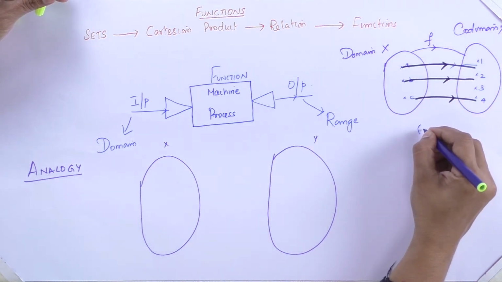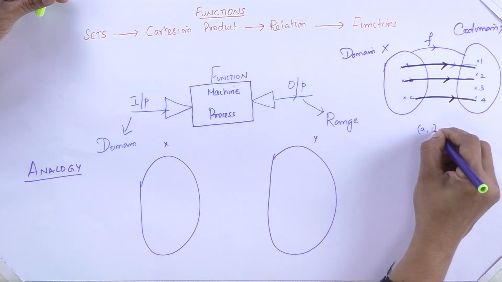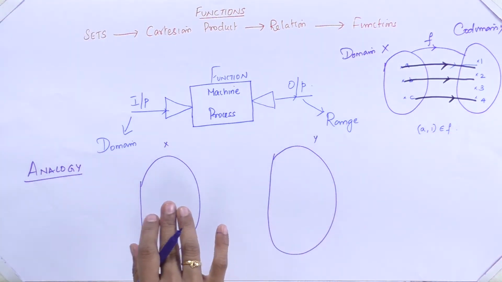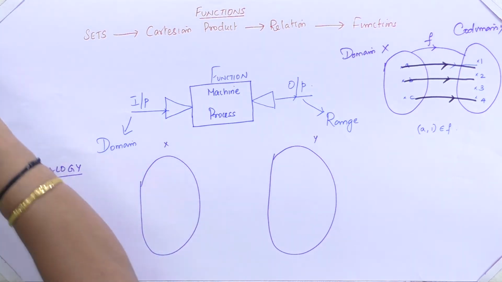So I can write it as the ordered pair (a, 1), which belongs to f. So that is what the function says. Now we will come to the analogy part. So what does this analogy part say here?